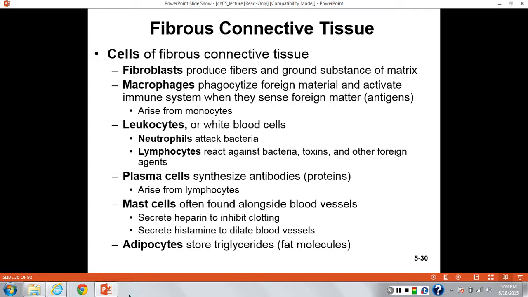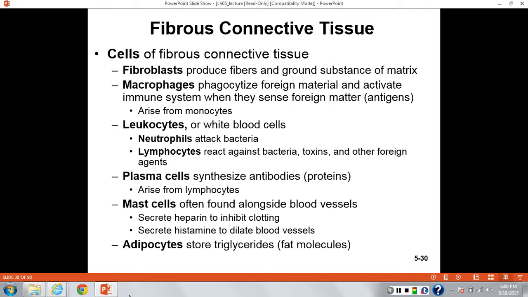They transport oxygen and remove CO2 and transfer nutrients, right? So lymphocytes help to protect us against bacteria and foreign agents. Plasma cells produce antibodies that also fight what? Infection.